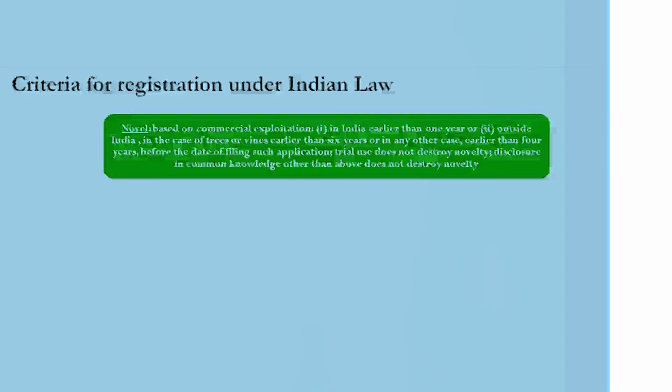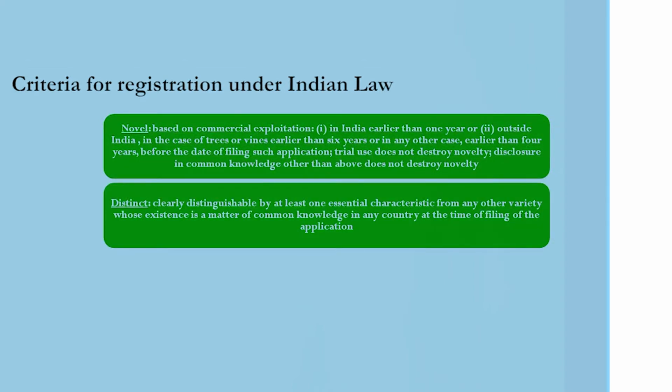Novelty in plant variety protection would be based on commercial exploitation in India not earlier than 1 year, or outside India, in the case of trees and vines, not earlier than 6 years, and in other cases, not earlier than 4 years before the date of filing of such application. However, trial and use does not destroy the novelty, and disclosure in common knowledge other than the above does not result in destruction of novelty.